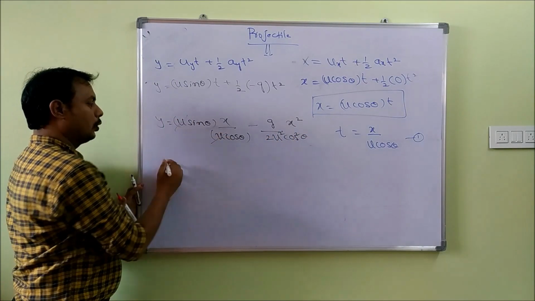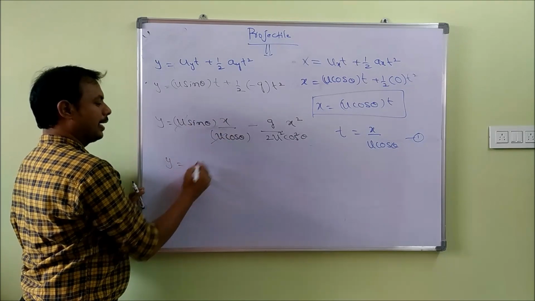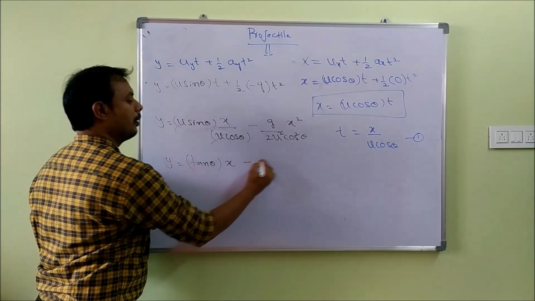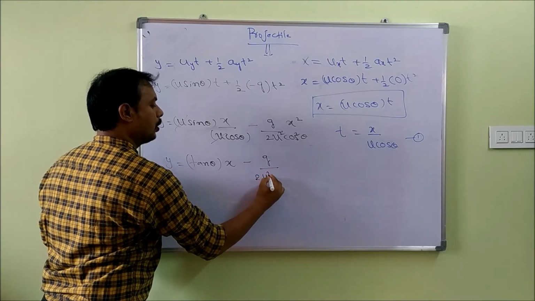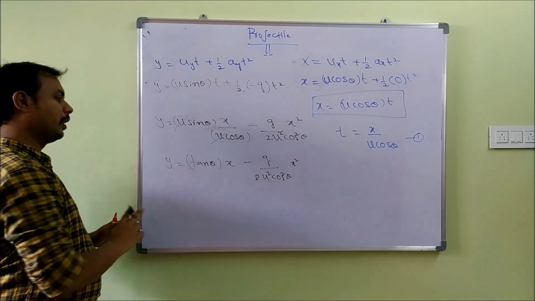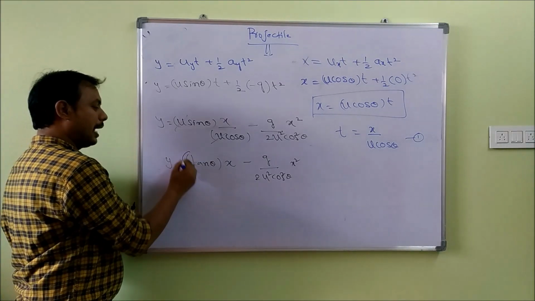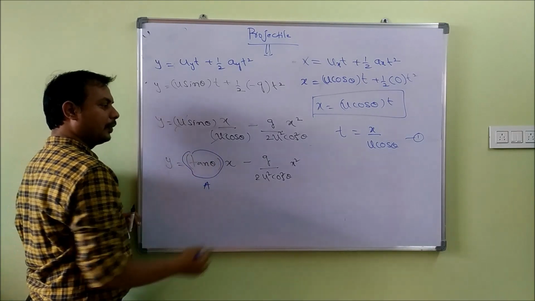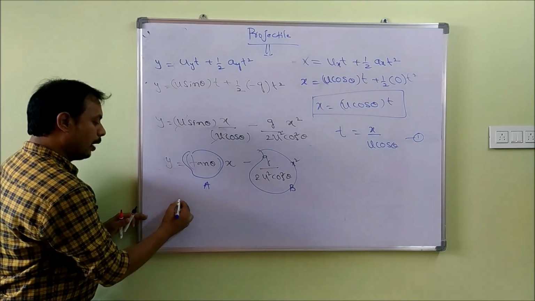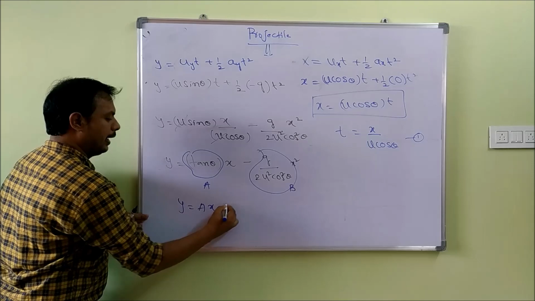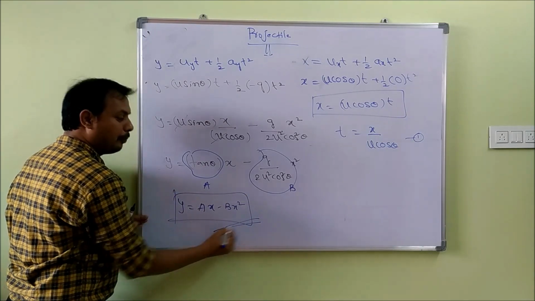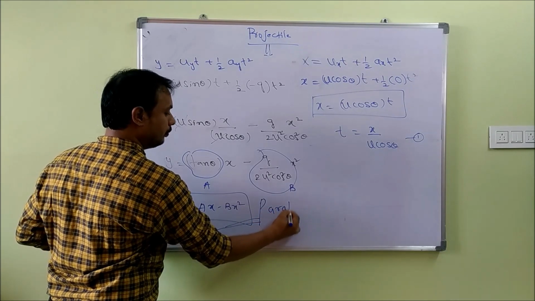u is cancelled out, then y equals sin by cos, which is tan theta, into x minus g by 2u square cos square theta into x square. Here, for simplicity, I am taking tan theta as a and g by 2u square cos square theta as b. Then y equals ax minus bx square. It represents the parabola equation.